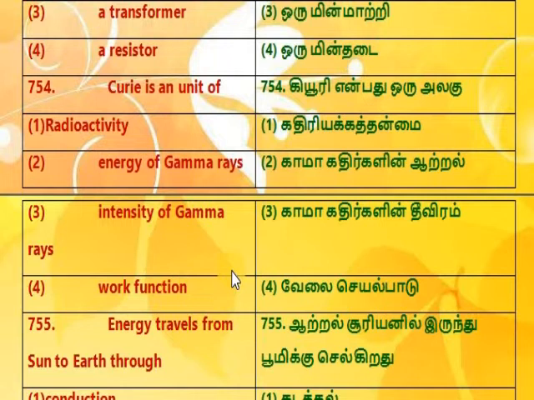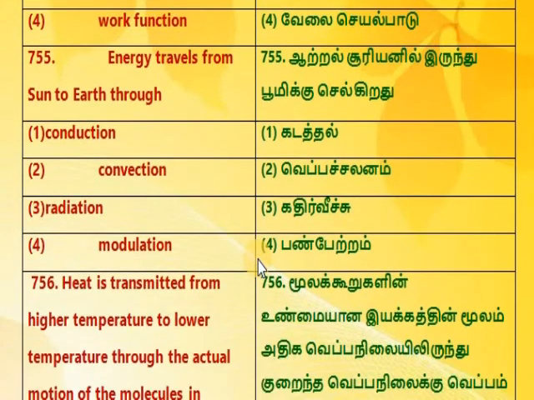754. Curie is a unit of 1. Radioactivity, 2. Energy of gamma rays, 3. Intensity of gamma rays, 4. Work function. 755. Energy travels from Sun to Earth through 1. Conduction, 2. Convection, 3. Radiation, 4. Modulation.